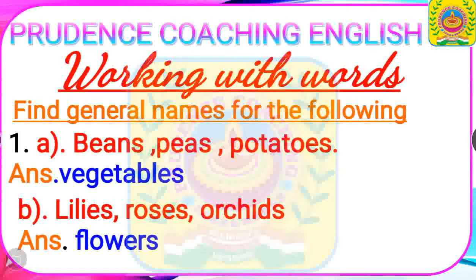The next part is working with words. Find general names for the following. The first part is beans, peas and potatoes. These are from the category of vegetables. Next there is lilies, roses, orchids. You can easily identify this is from the flowers.